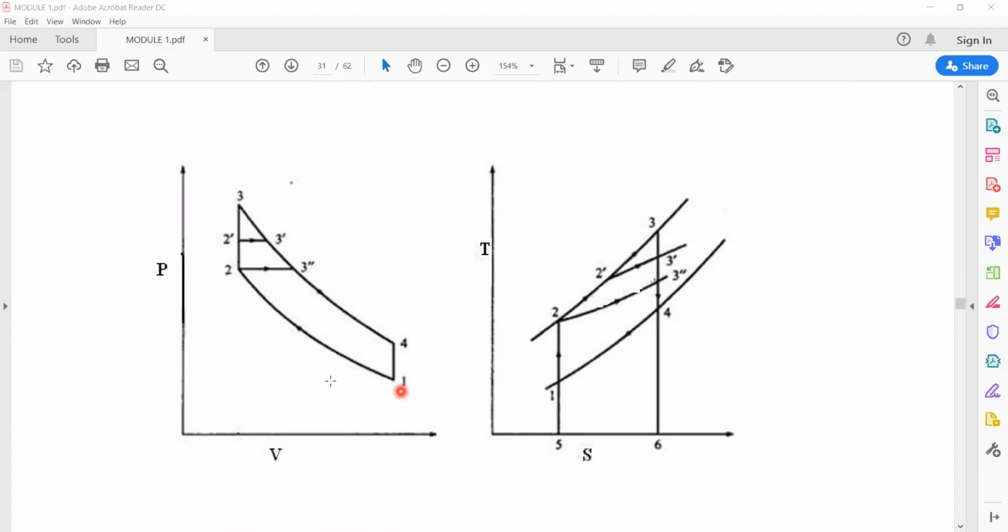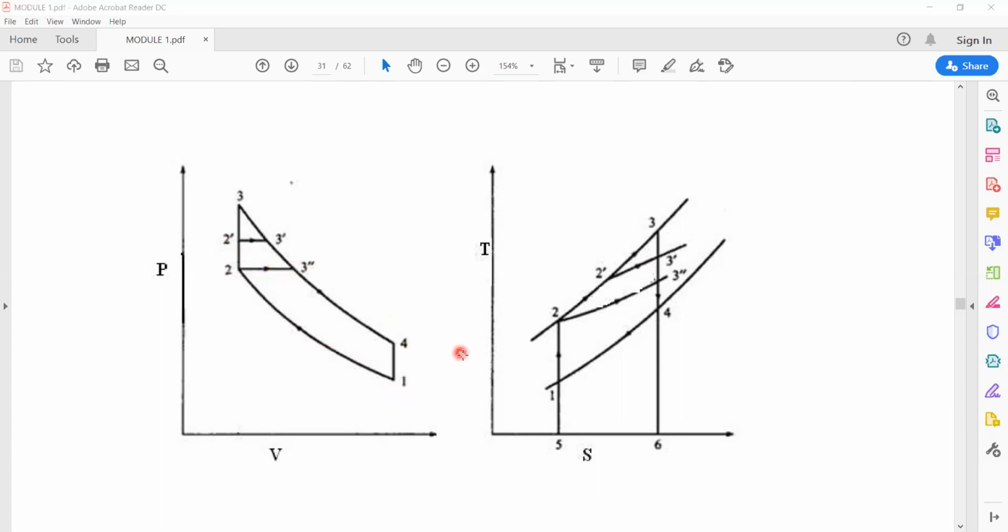Similarly, 1, 2, 2 dash, 3 dash, 4, 1. I repeat, 1, 2, 2 dash, 3 dash, 4, 1. This is the PV diagram for dual cycle. The last one is 1, 2, 3 double dash, 4, 1. This is the diagram for diesel cycle.